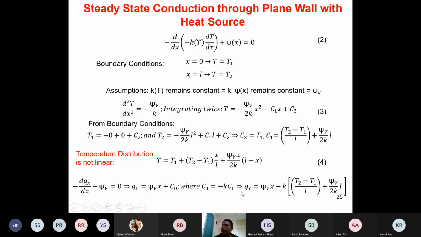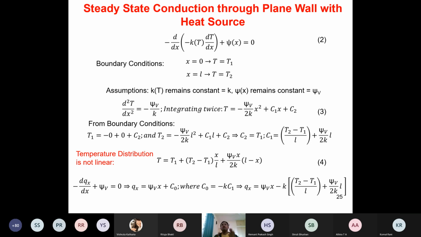We can find out how the heat flux is going to vary with respect to the distance from the left hand side x, and also how it varies with respect to the overall temperature difference and the generation term, given by this last equation. So Qx is given as psi_v x minus k times the bracket (T2 minus T1) by L plus psi_v by 2kL. Okay, this is the final expression. One more thing I wanted to say is that this equation is not correct in the book. Whatever expression I have given you here is correct.